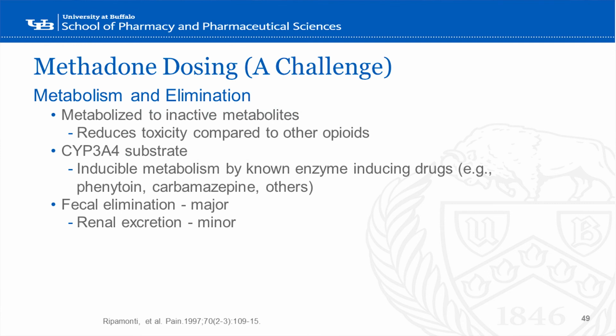Methadone is also a challenge because of its metabolism and elimination, where this is actually sometimes an advantage. It is metabolized to inactive metabolites, so it reduces toxicity compared with many of the other opioids. It is a CYP3A4 substrate, therefore its metabolism is inducible by known enzyme-inducing drugs. One advantage as well is that a significant part of its elimination is through the fecal route, and renal excretion is only a minor route.